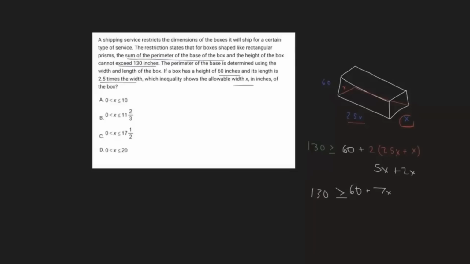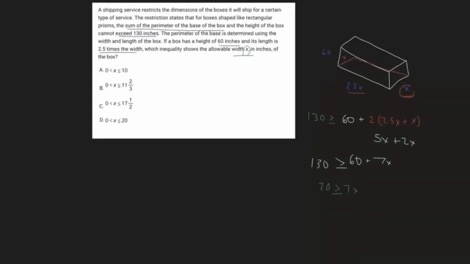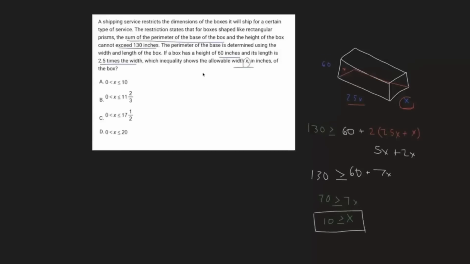And now we can just solve for x, right? Because x is going to be that width that we're trying to solve for. And so we can just subtract 60 on both sides, and we get 70 is greater than or equal to 7x. Divide both sides by 7, and we get x is less than or equal to 10. So we get this inequality over here, and we want to match it up to the answer choices. So let's look at our answer choices.